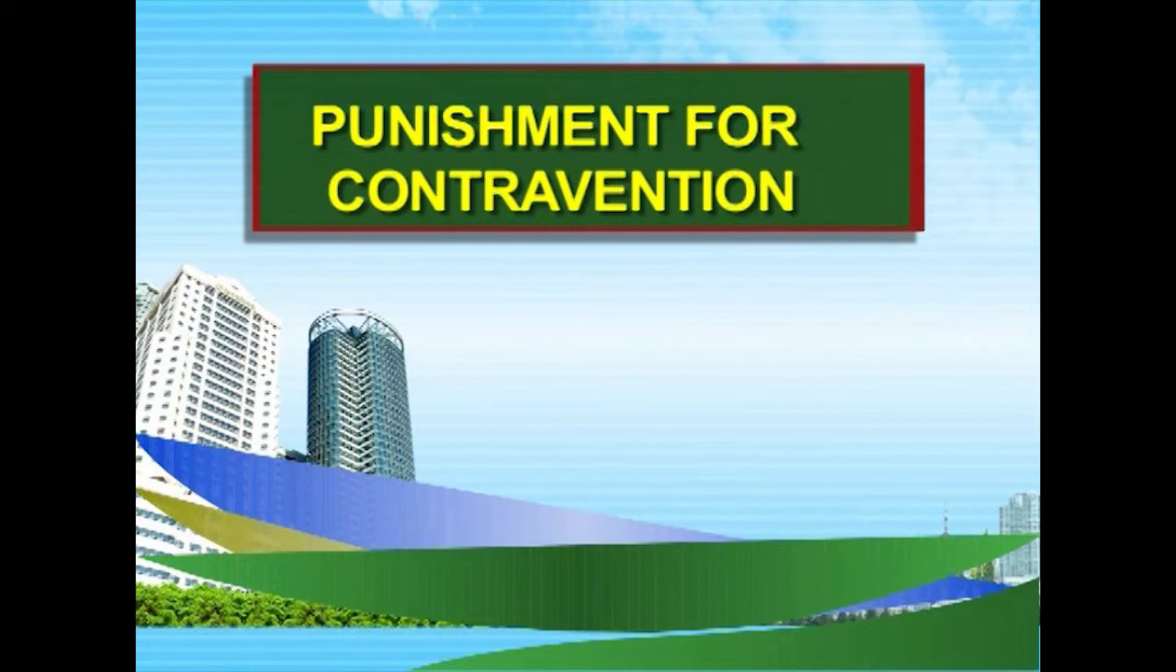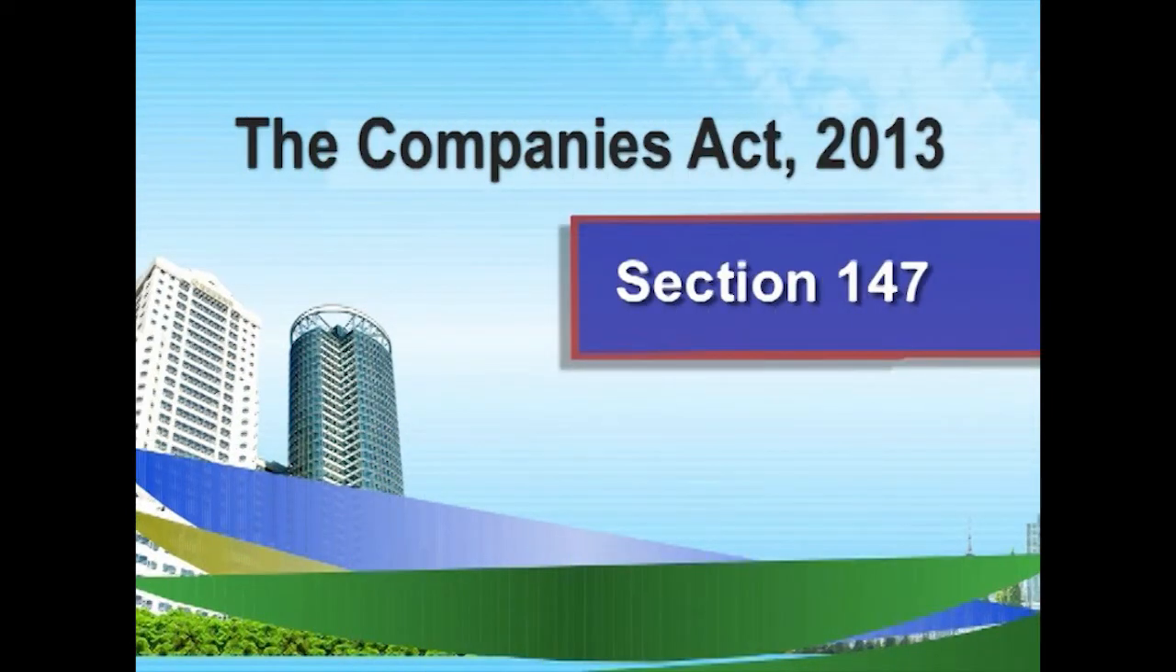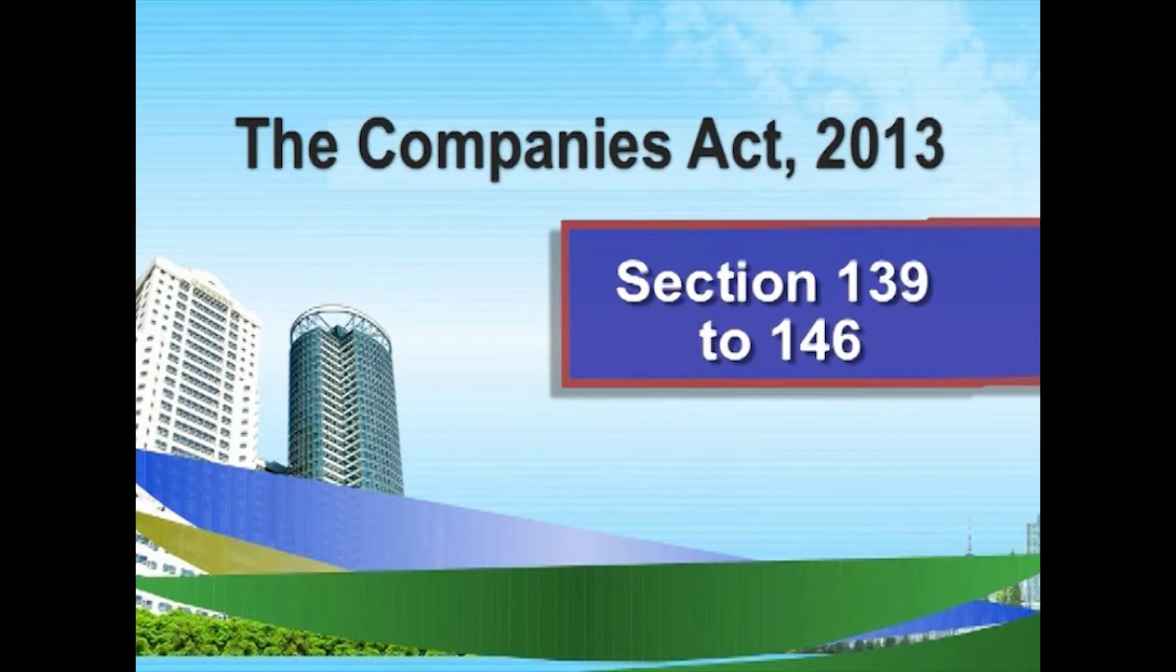Punishment for contravention. According to section 147 of the Act, contravention of any of the provisions of sections 139 to 146 makes the company punishable with a fine not less than 25,000 rupees but which may extend to 5 lakh rupees.